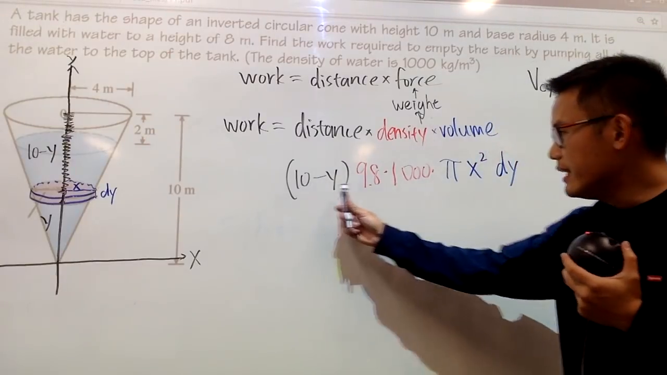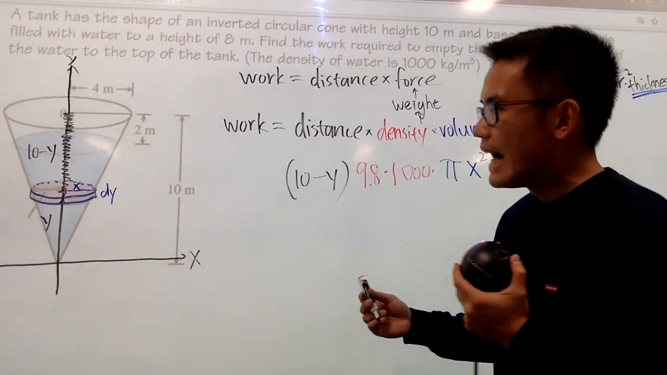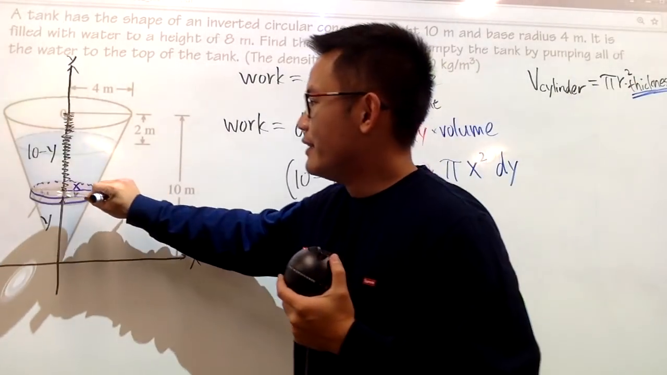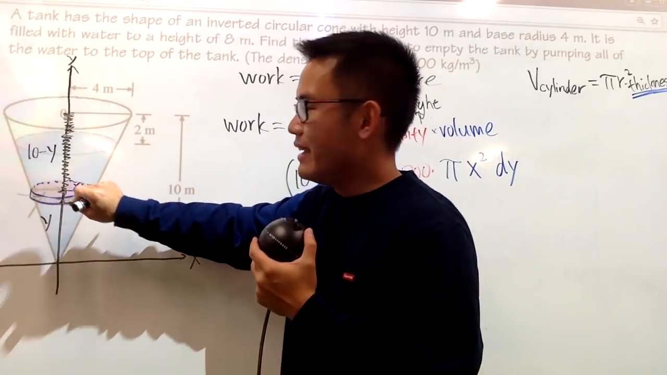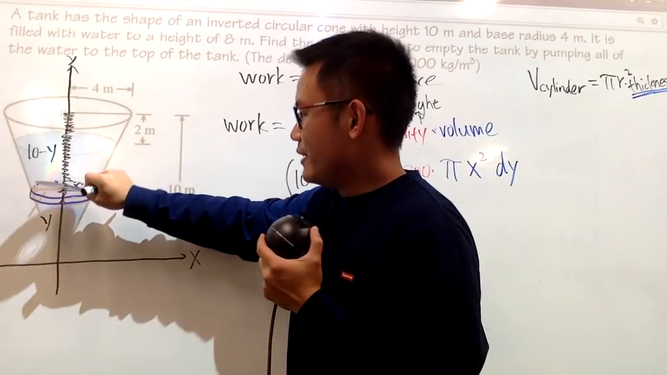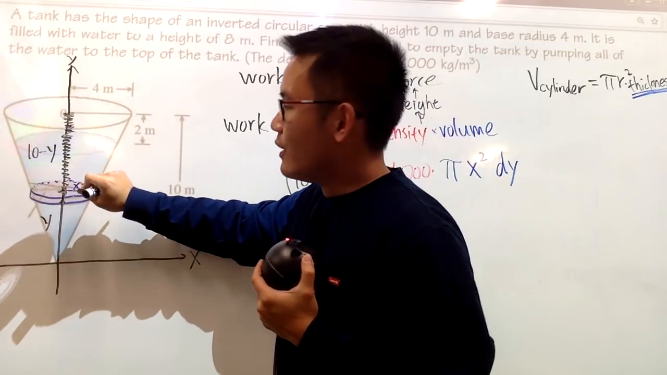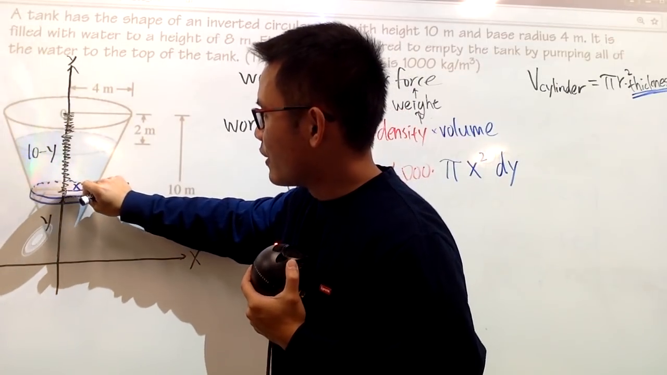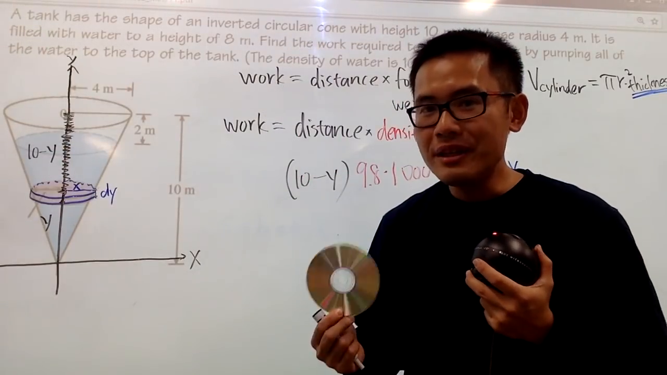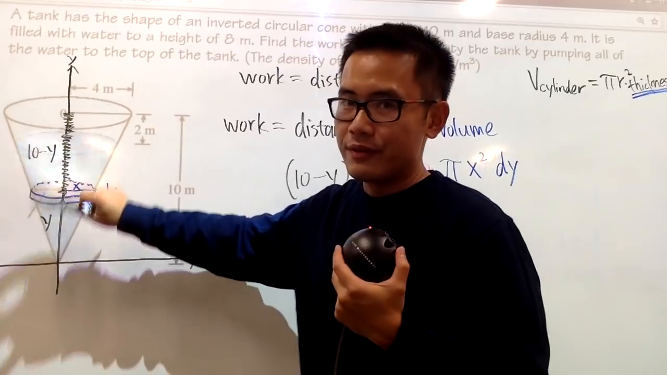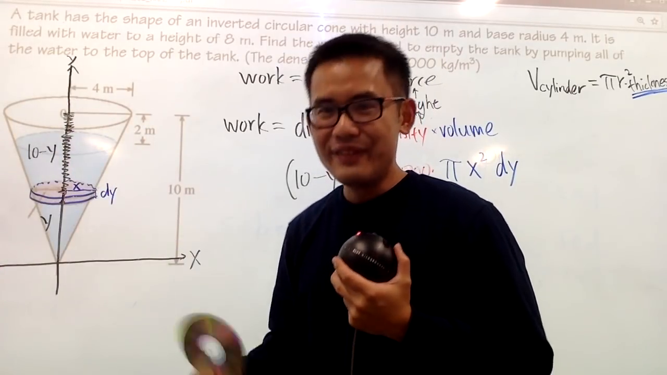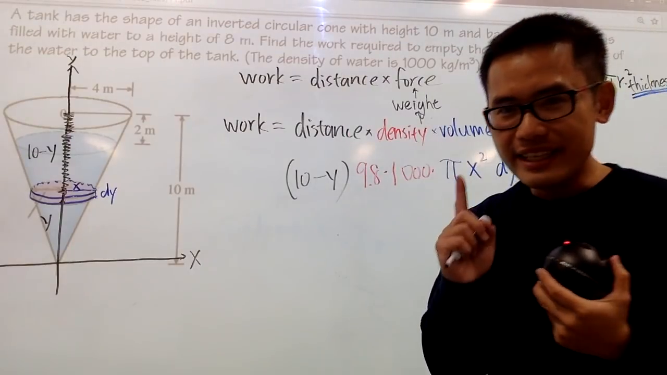And now, this is the work that we need to pump out this slice of the water in this kind of circular, cylindrical shape. Pump out this much of the water from here up to the top of the tank, all right? And now, how many of this kind of disc, how many of this kind of CD do we have? A lot, infinitely many, right? Here is the integration part.